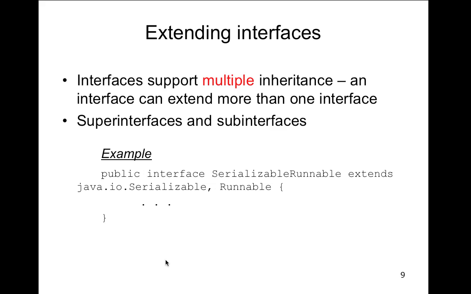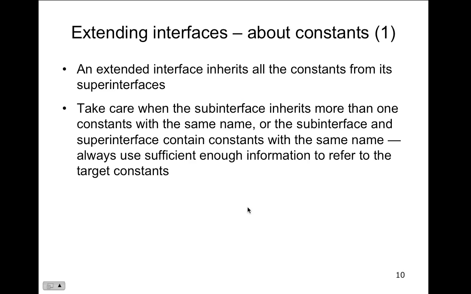We can extend interfaces. So here's our multiple inheritance. Interfaces support multiple inheritance, and an interface can extend more than one interface. So superinterfaces and subinterfaces can exist. We have the same concept of inheritance. So public interface Serializable, Runnable extends java.io.Serializable, Runnable, a bunch of other stuff. So it exists for flexibility, essentially, and to give us multiple inheritance.